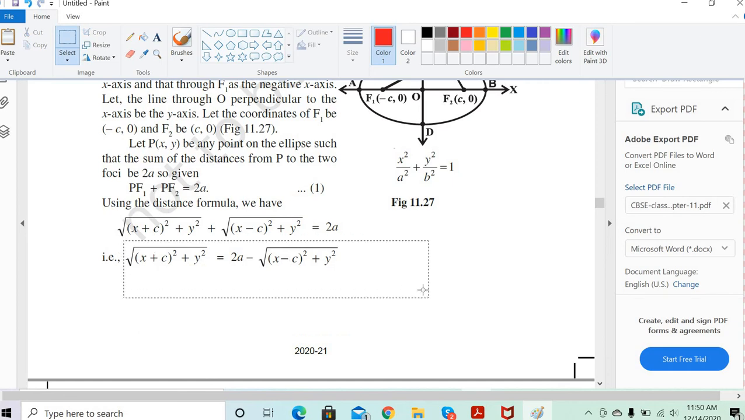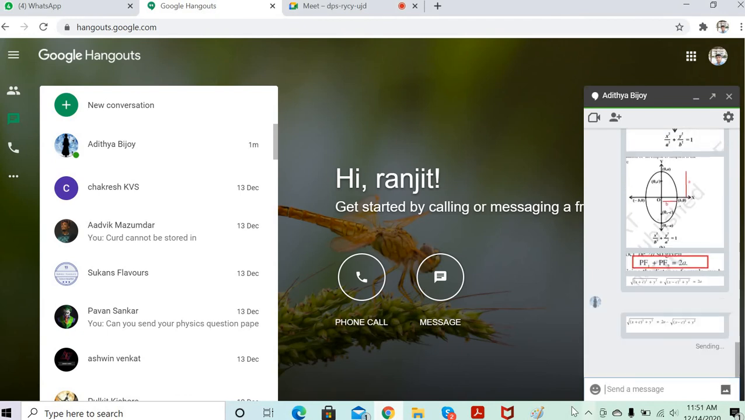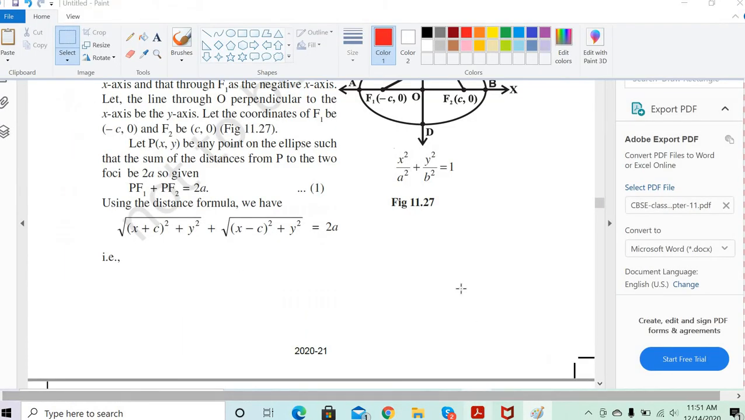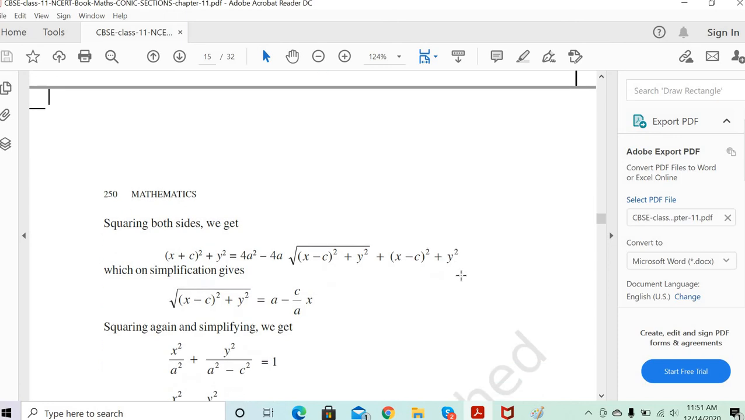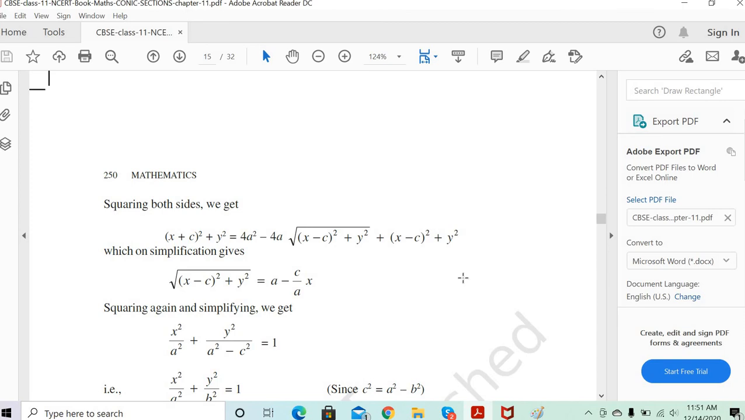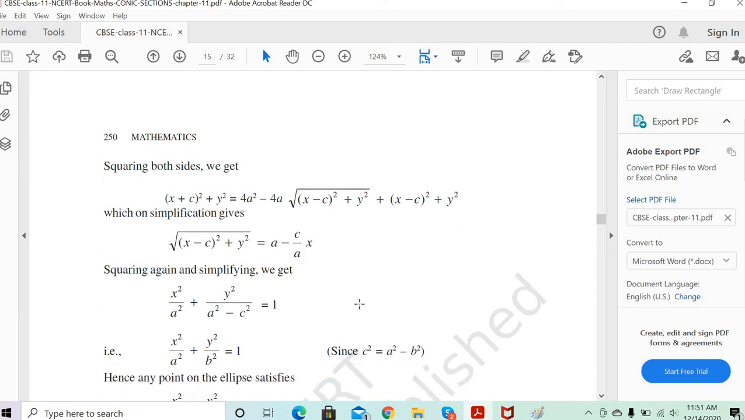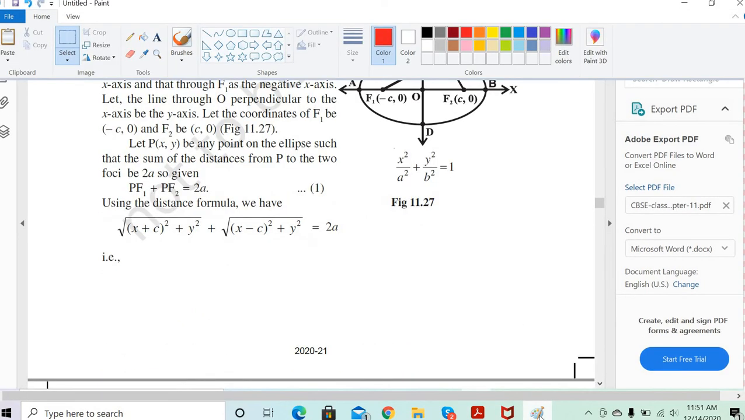Transpose to the other side: x plus c whole square plus y square equals 4a square minus 4a times the square root of x minus c whole square plus y square, plus the remaining terms. So what will get cancelled? Cancel it out and let's see what we get. Finally, take the root on one side and the remaining terms without the root on the other side.